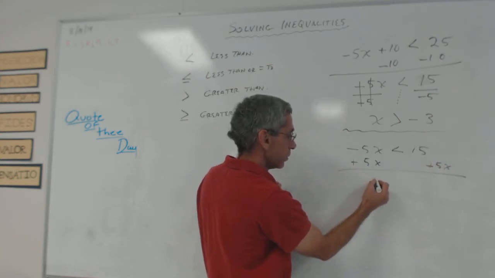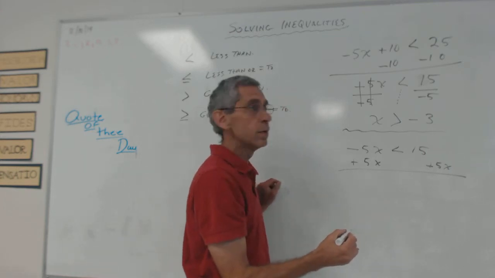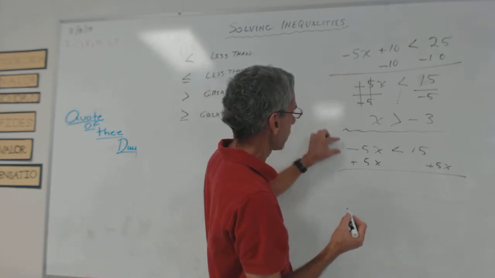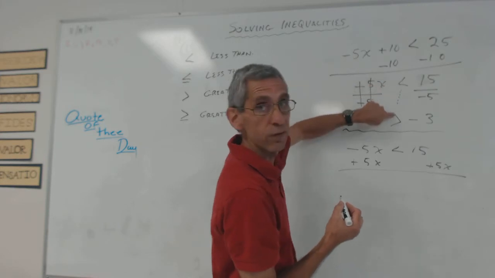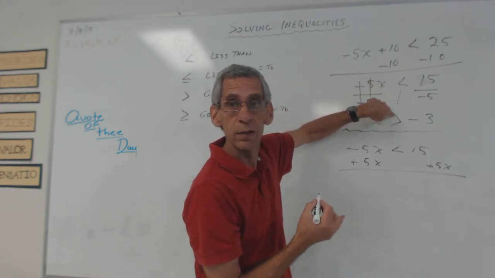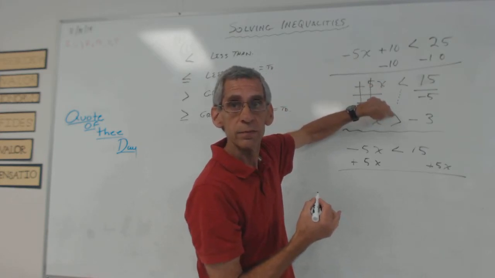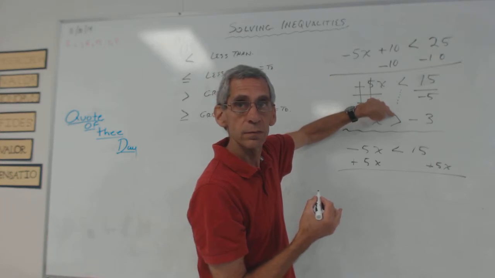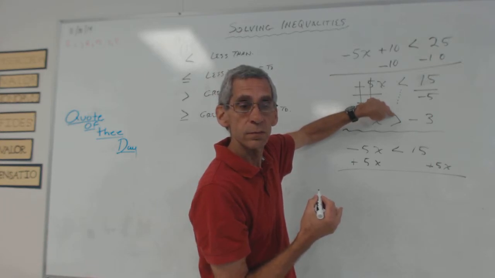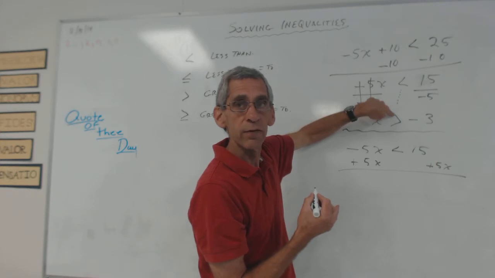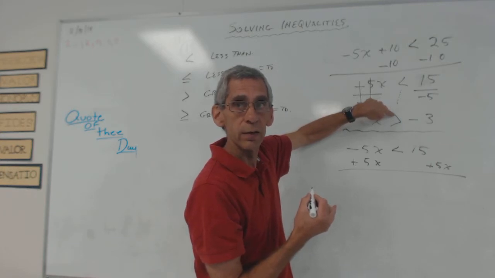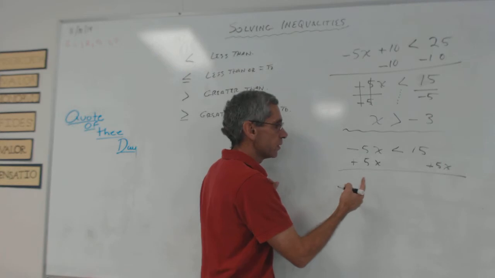Wait, are we doing new ones? What? No, we're doing the same one. I'm taking this problem here. I'm proving to you why you have to flip the sign. That's all I'm doing. Well, also it would make no sense if negative 3 is greater than x. What is it actually? Well, you could have x be less than negative 3, right?